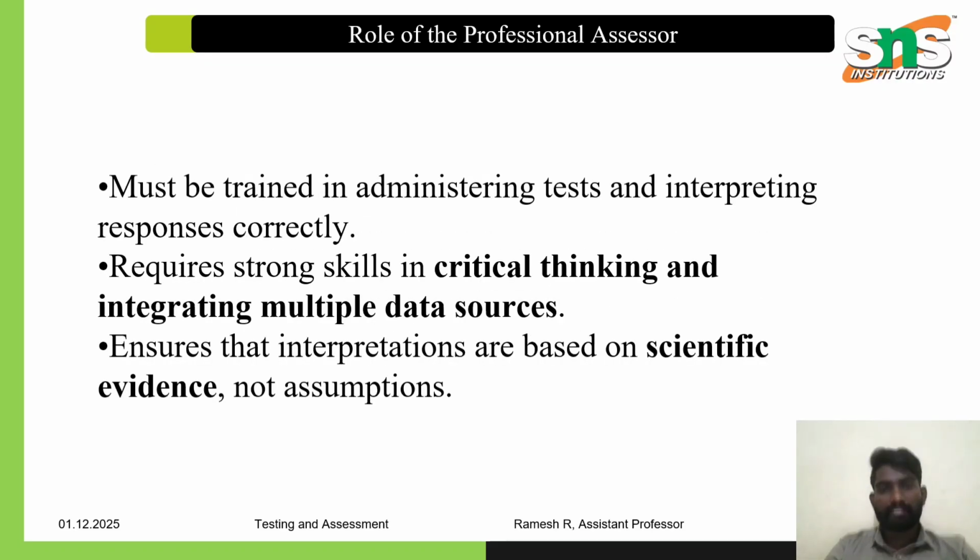Role of a psychological assessor, a psychologist or an assessor. The assessor plays a very important role in a psychological assessment. First, the assessor must be properly trained. They should know how to administer the test, how to score the test, and how to interpret results correctly. Second, the assessor must have critical thinking skills and ability, not just reading the scores. The assessor must combine test results, interview information, and observational data to get a complete understanding of the individual.